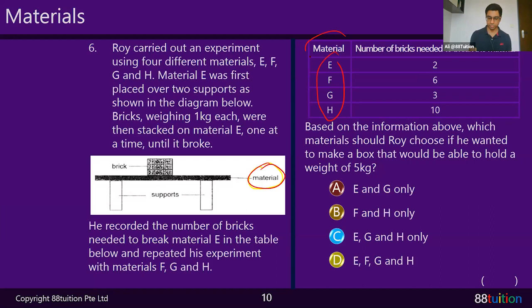There are four different types of material, E, F, G, and H. We need to figure out which material will support the bricks the best. Okay, bricks are weighing 1 kg each. And then he tests, based on the information, which material should Roy choose if he wanted to make a box that would be able to hold 5 kg? Which one?